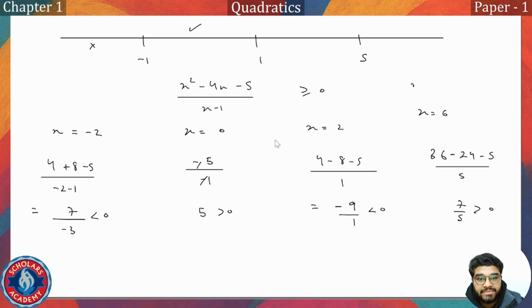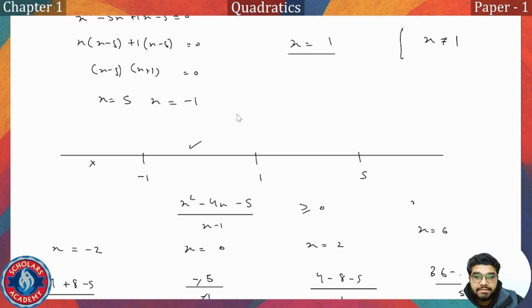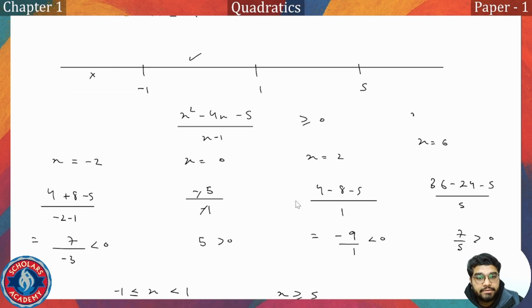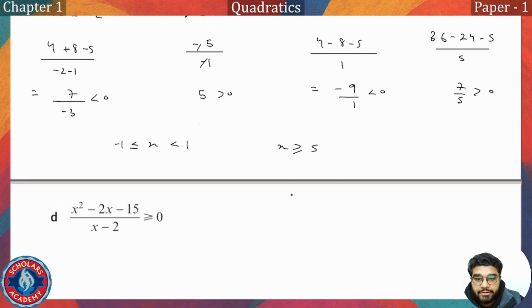Yes, we'll take this. So the intervals that we are taking are when −1 ≤ x < 1, because we'll not take 1, and when x ≥ 5. I hope it is clear. Why we are not taking equality with 1 is because when I substitute 1 over here, this denominator will become 0 and the function will be undefined. So we'll never choose that value. Let's move forward.